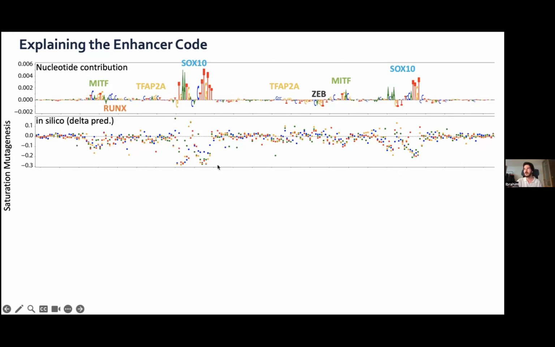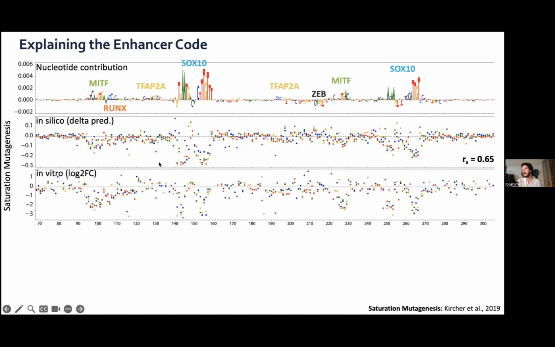And with this enhancer, we were lucky because another group did the same experiment in vitro. They mutated each single nucleotide one by one and then measured the in vitro activity. They calculated log2 fold change compared to wild type. And as you can see, our in silico single nucleotide predictions correlate quite well with the in vitro experiments.